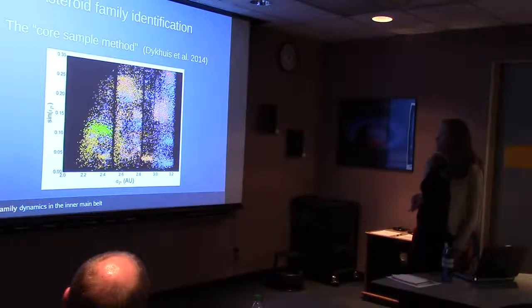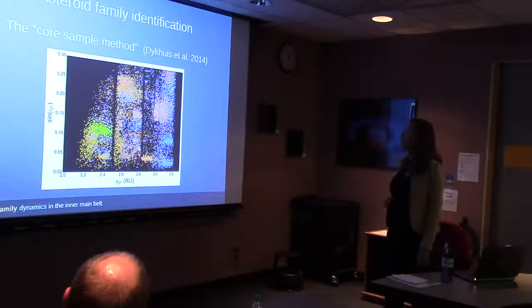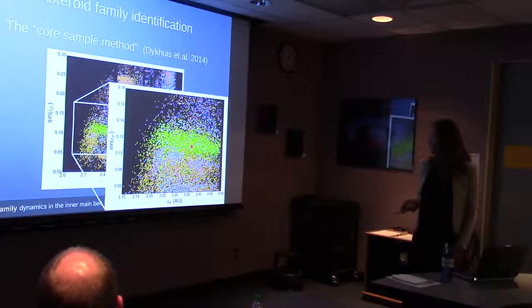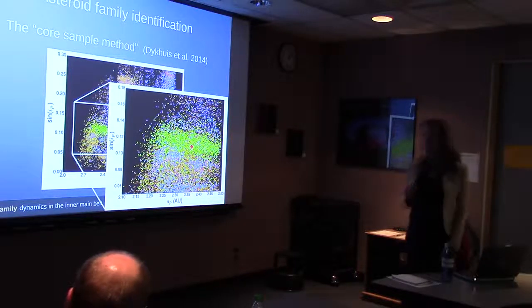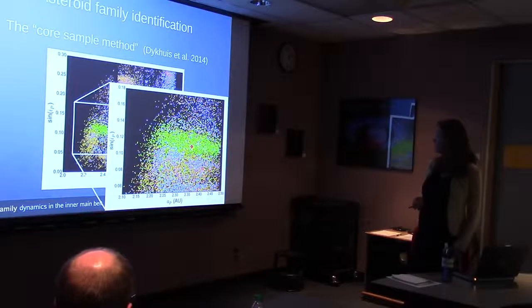So I developed, with my collaborators, a method called the core sample method for family identification. We'll go through a little bit of an example of how that works. With the Vesta family, this green blob here represents the asteroids of the Vesta family, and the big red diamond is Vesta itself, the parent of the family.